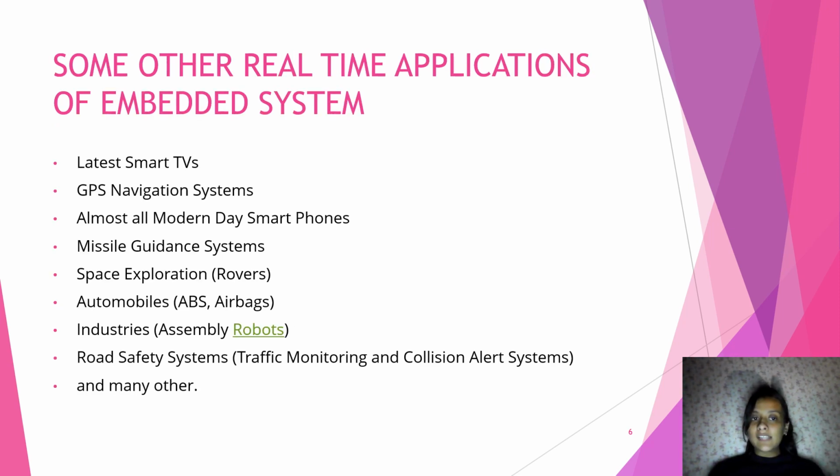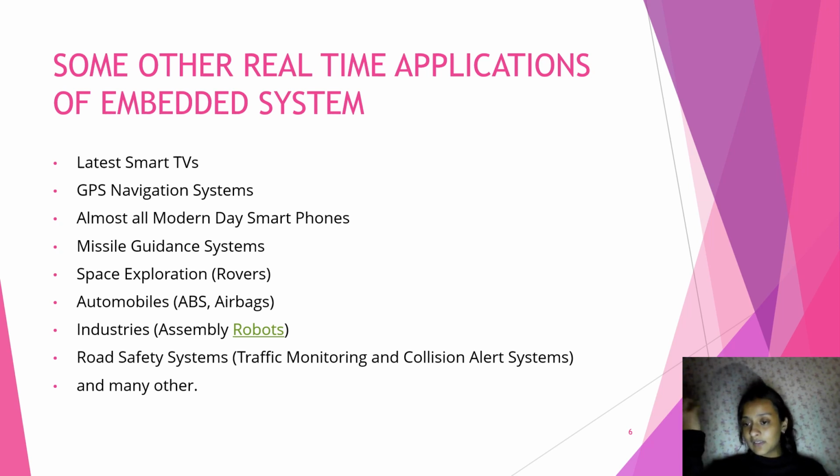There are some real-time applications of embedded systems. Where are these embedded systems being used, which we have just gone through in the slides? What are the applications and uses of embedded systems? Let's begin. The first is the latest smart TVs. Smart TVs use embedded systems. A GPS navigation system uses an embedded system. Almost all modern-day smartphones, every smartphone which we use in our day-to-day life, consist of an embedded system. Missile guidance systems, space exploration, automobiles, industries, assembly robots.